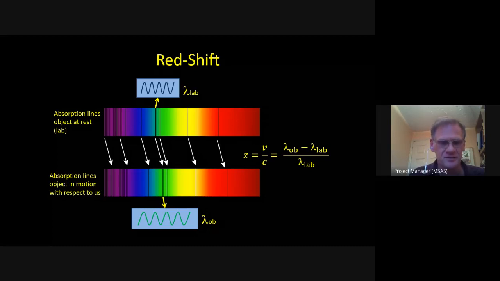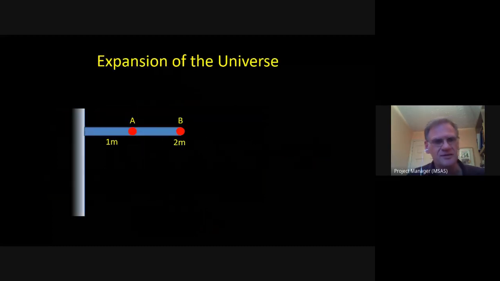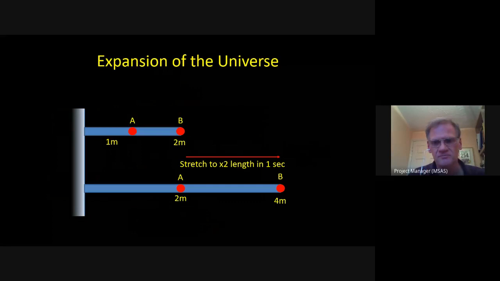Now, the reason why that demonstrates that the universe is expanding, I put this little thing together to show you. So say you've got an elastic band tied to a wall, and you've got point A marked on it at 1 meter, and you've got point B marked on it at 2 meters. And in 1 second, you stretch that elastic band to twice its length. So point A is moved 2 meters away, point B is moved 4 meters away, because you've stretched it.